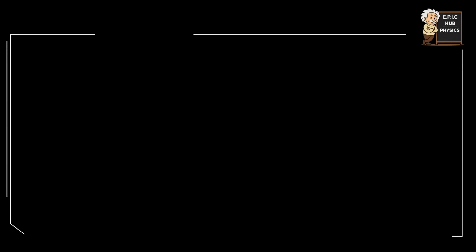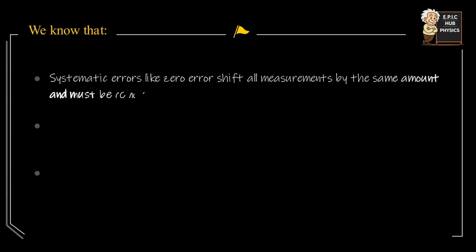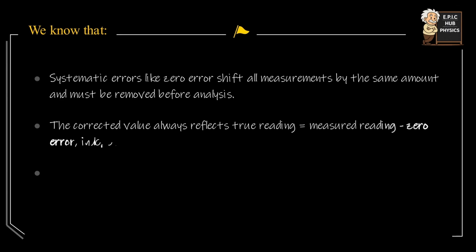Now, this problem tests our understanding of systematic errors and uncertainty propagation in measurements. So let us begin by recalling what we already know. We know that systematic errors such as zero error shift every measurement by the same amount. Because of this, the zero error must always be removed from the measured reading to obtain the true value. The corrected value is therefore given by true reading equals measured reading minus zero error.